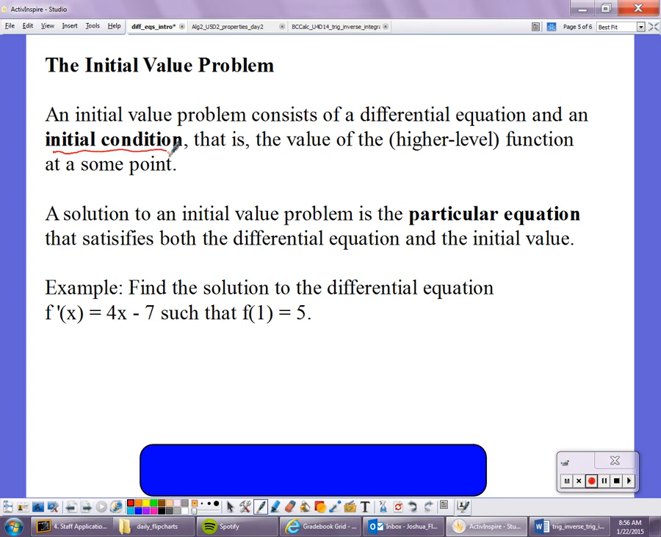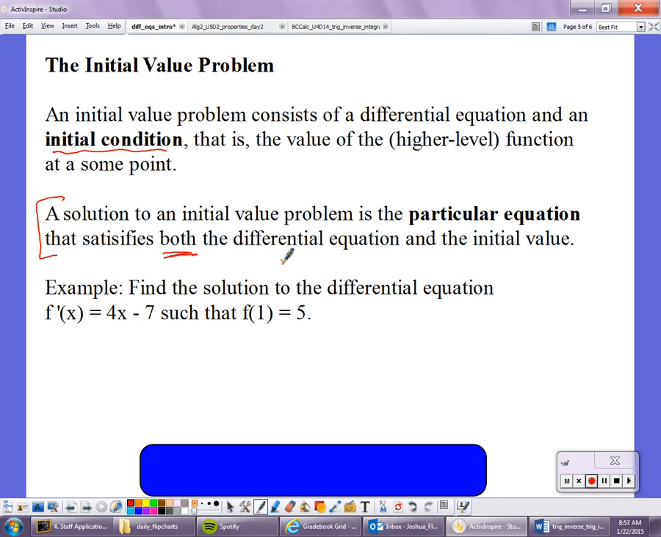That is the value of the higher order function, the function that we're looking for, at some point. The function that's the solution, right? So a solution to an initial value problem is going to be some particular equation that satisfies both the differential equation and the initial value. So for example, we might get something like this.